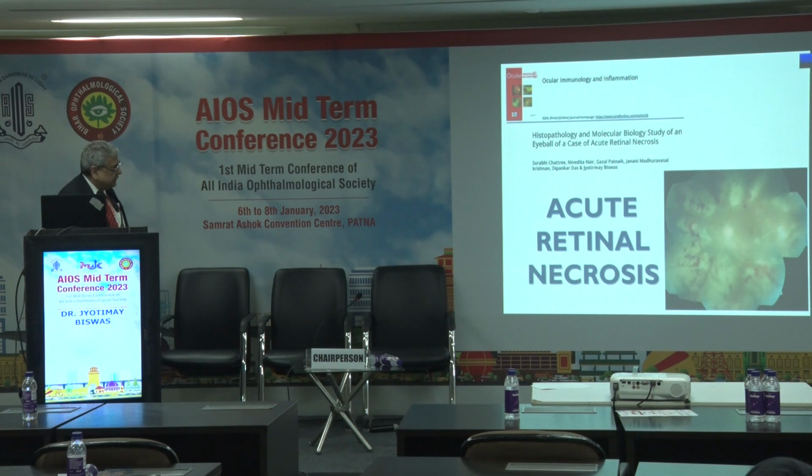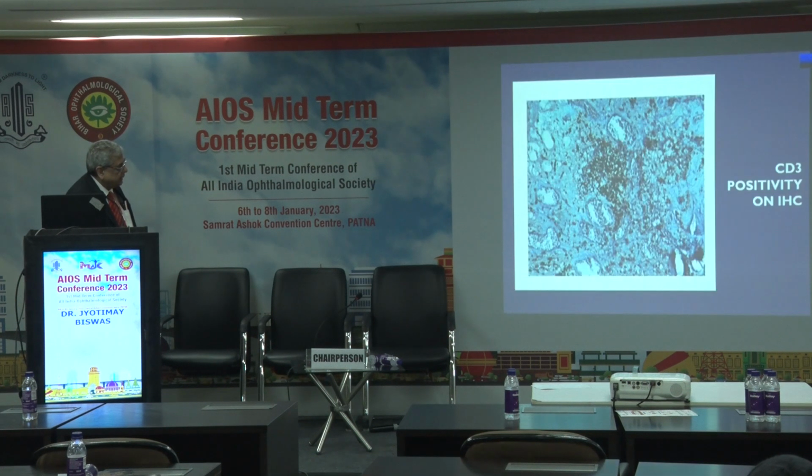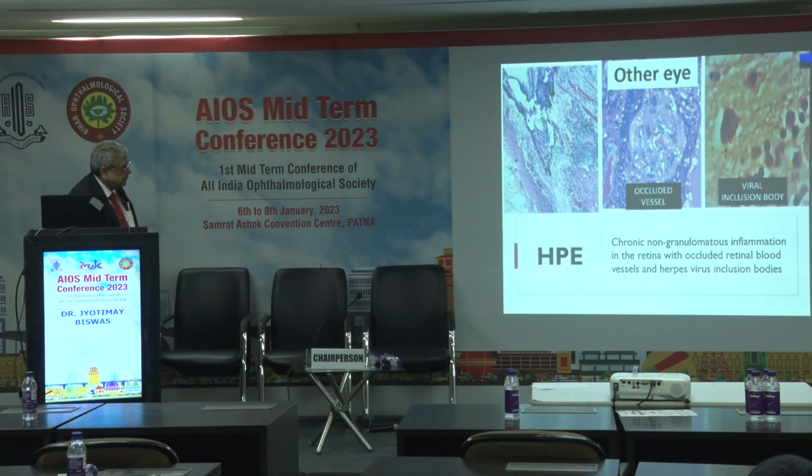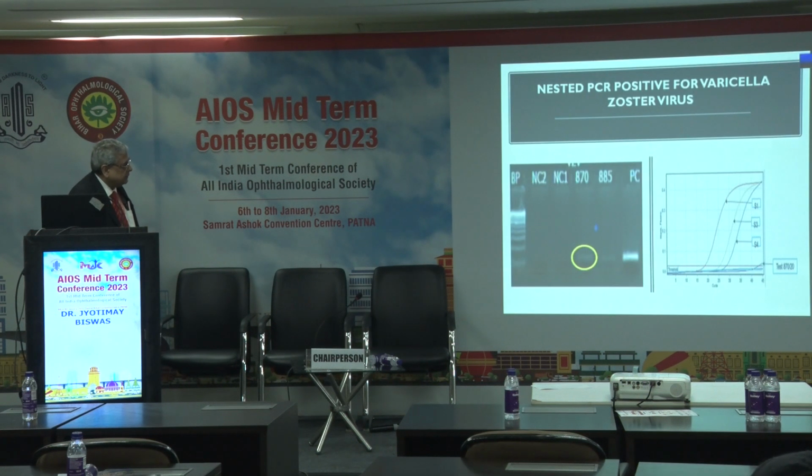This is acute retinal necrosis. Here we not only found inflammation in the peripheral retina, we found occluded blood vessels, and viral inclusion bodies could be seen over there. CD3 positivity on the immunohistochemistry was seen, indicating that though there is an infection, an immune-mediated reaction plays an important role. And the nested PCR was positive for varicella zoster virus.